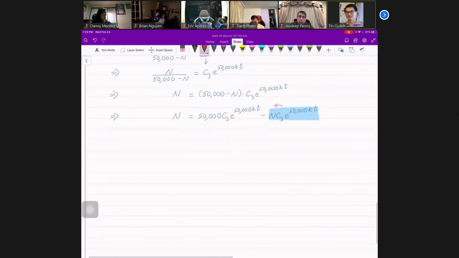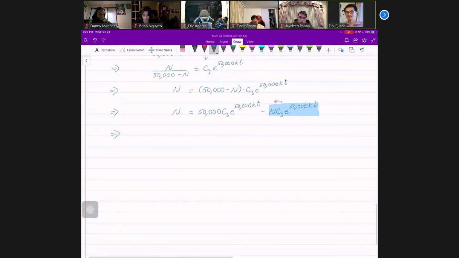So when you move it to the left, what do you get? You have n, and the term contains n here. You factor out the n, then you're going to have 1 plus c sub 3 e to the 50,000 kt. On the right side, you have this.